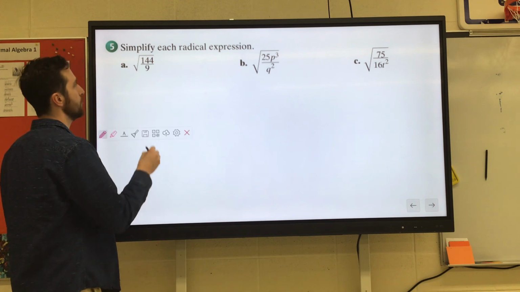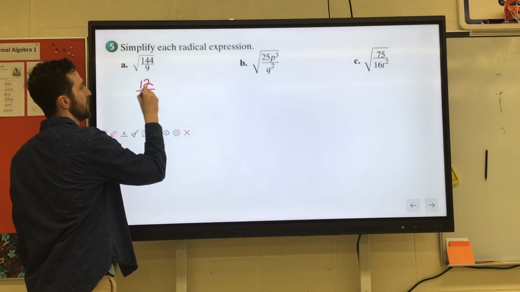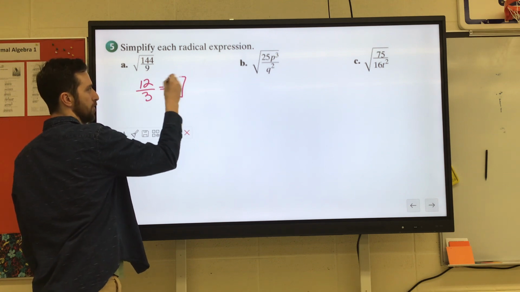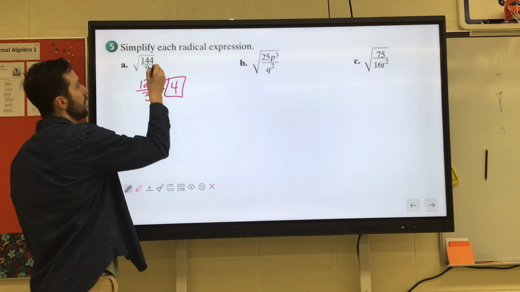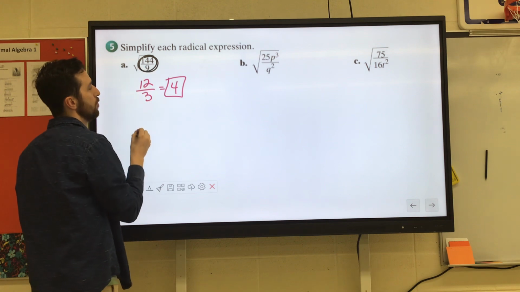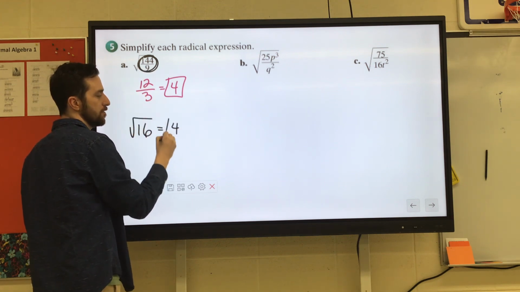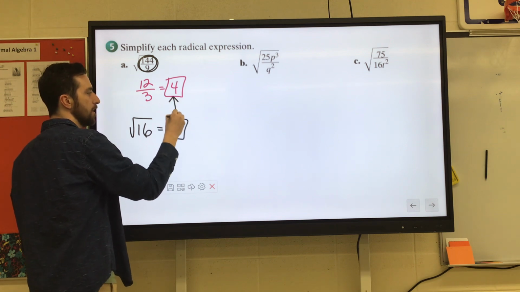Look, square root of 144 is 12. Square root of 9 is 3. You can simplify 12 over 3. It's just 4. Or, if you want, you could divide 144 by 9 first. It comes out to 16, and then the square root of 16 is 4 that way. Same thing.